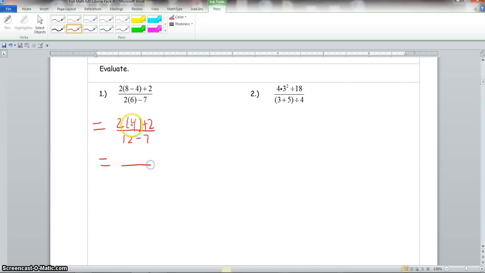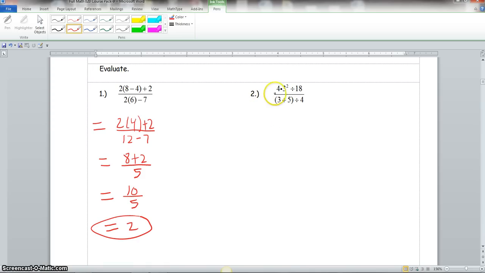Now in our numerator, we have multiplication and addition. We cannot do anything else with this parenthesis. So 2 times 4 is 8 plus 2. Then we go in our denominator. 12 minus 7 gives us 5. Now 8 plus 2 is 10, and we bring down our 5. 10 divided by 5, we know is 2.